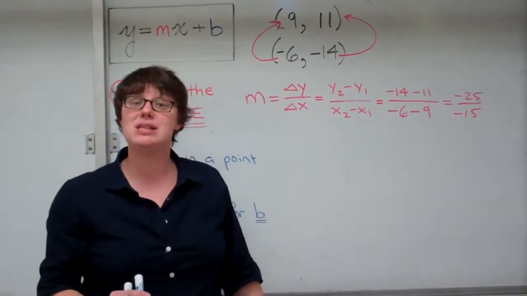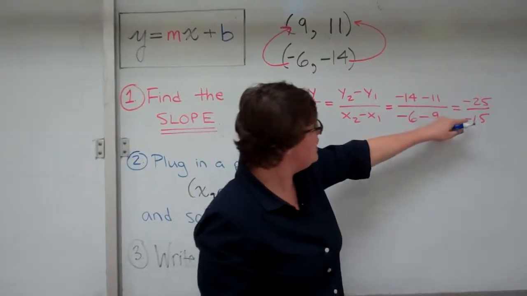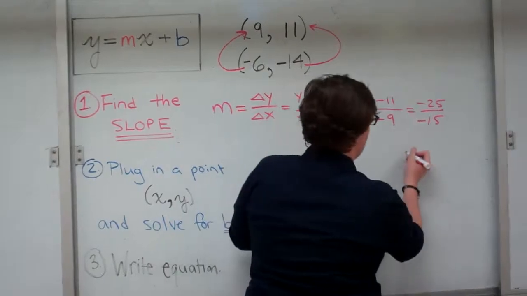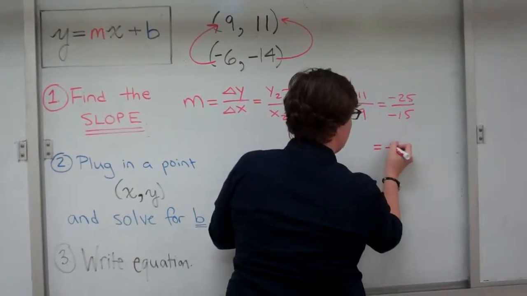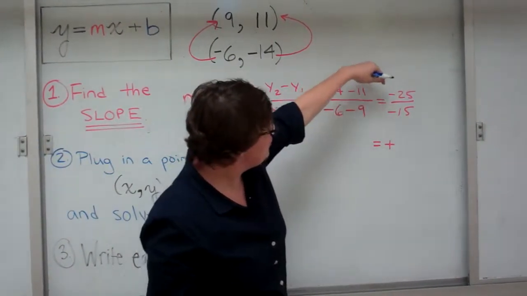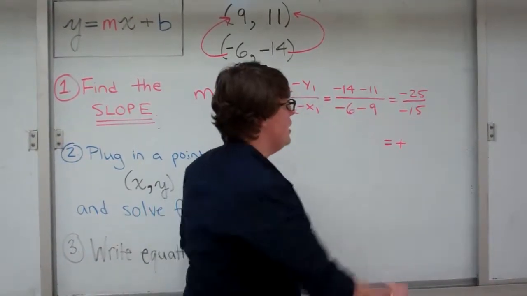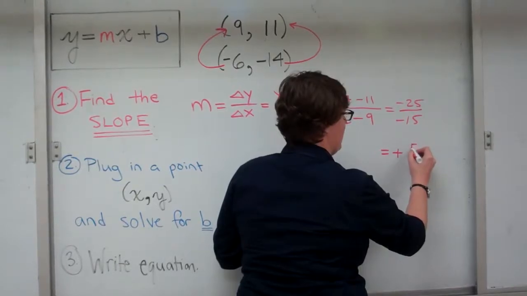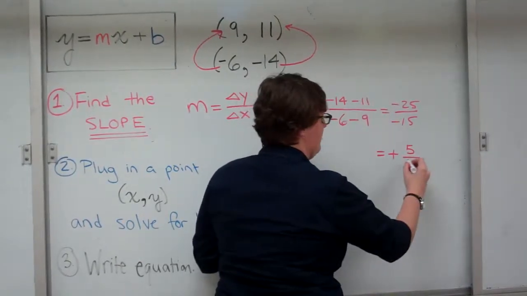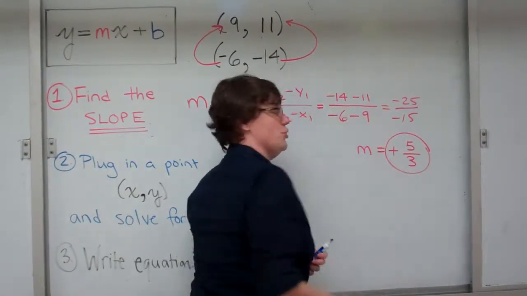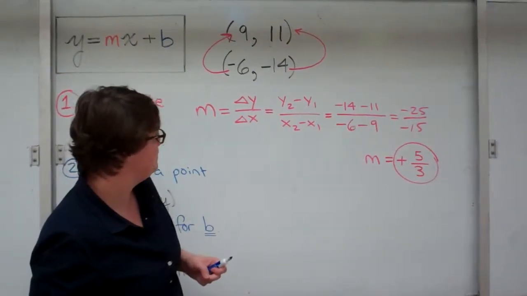All right, we always simplify our slope. Looking at this, I have a negative divided by a negative, which cancels out. So I know my slope is going to be a positive number. I also know that my numerator and my denominator are divisible by 5. So I do 25 over 5 makes 5, 15 over 5 makes 3. The slope of my line is equal to 5/3.